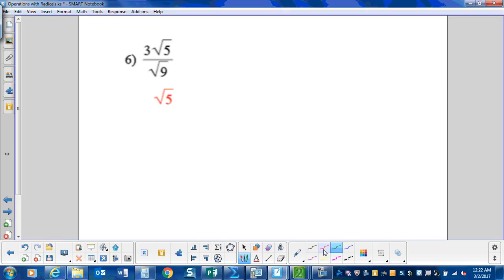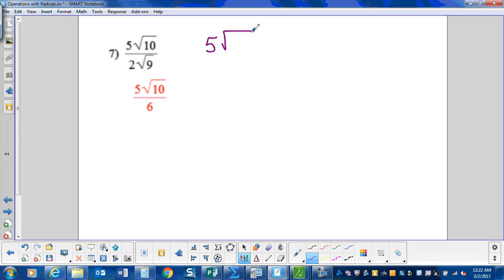All right, so let's simplify this one. So 3 square roots of 5, that can't be simplified. The square root of 9 can be simplified to 3. So 3 square roots of 5 divided by 3, the 3's cancel, and that leaves us with the square root of 5. All right, let's simplify this one. 5 square roots of 10, that's simplified. And 2 times the square root of 9, well, the square root of 9 is 3, so 6. So 5 square roots of 10 divided by 6.